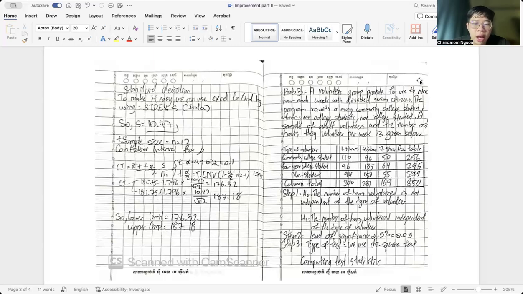In step 2, we have to figure out the level of significance if the question doesn't mention it. So we can consider it equal to 5%, which is 0.05. Moving on to step 3. Since the data involve a categorical variable and the goal is to determine independence, we use the chi-square test of independence.